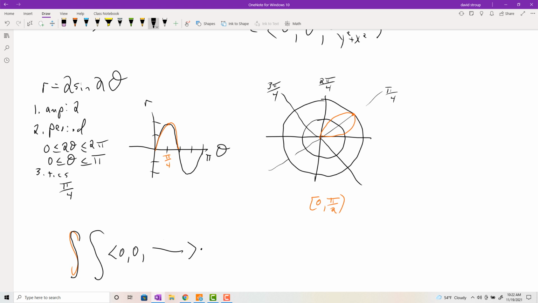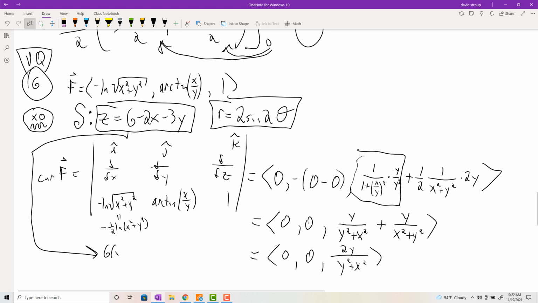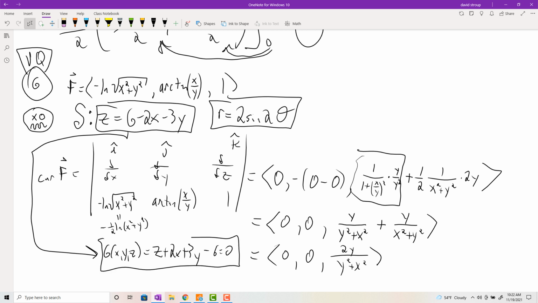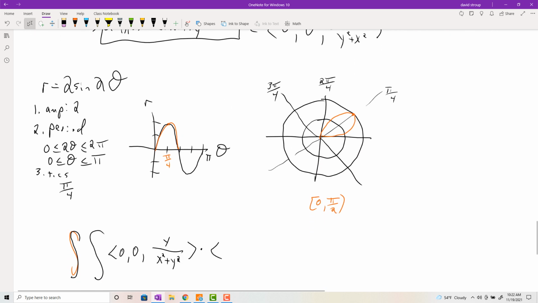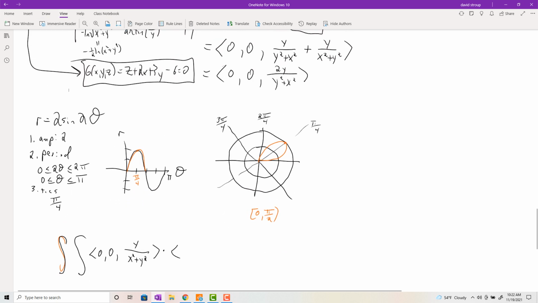So right now it's just 2y all over x squared plus y squared, I apologize. And then dotted with this normal vector from this g function that we have yet to figure out. g of x, y, z is going to be z plus 2x plus 3y minus 6 equals 0. So I need the gradient of that thing for my normal vector. Let me zoom out a little bit so I can see it. So dotted with the gradient 2, 3, and then just plain old 1, I guess, so dA.